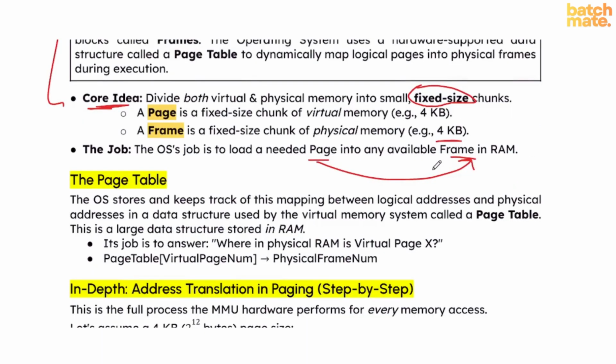But if page 1 is in frame 50 and page 2 is in frame 99, how do we keep track of the mess? We need a map, and that's the page table. The OS stores and keeps track of this mapping between logical addresses and physical addresses in a large data structure called a page table, which is stored in RAM. It answers one question: where is virtual page X located in physical RAM?